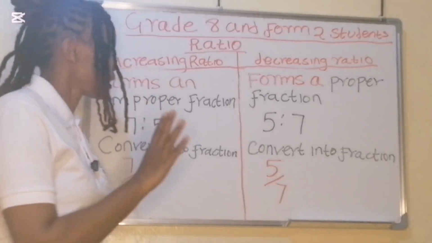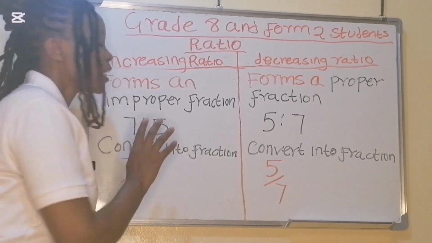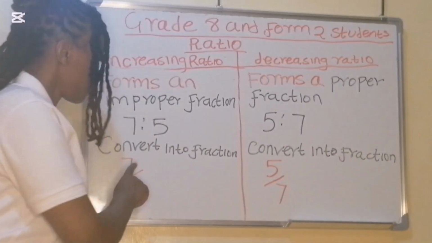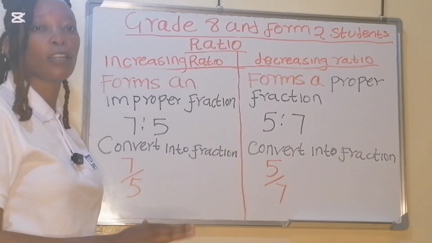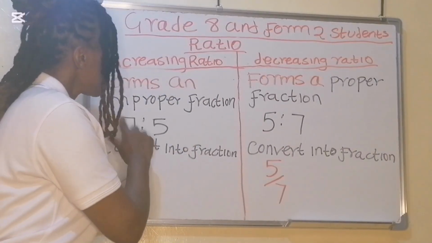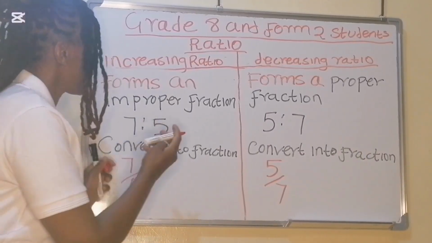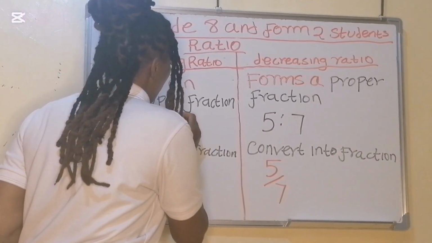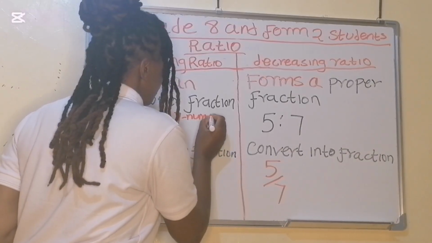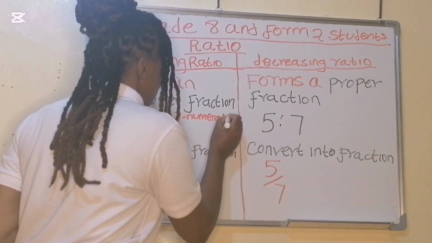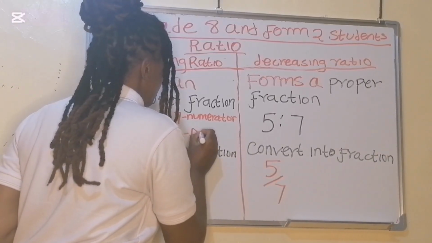And just know that in 7:5, the first part, 7, is always the numerator, like we have seen. A fraction is written like this: numerator over denominator. So in the first case, 7 is the numerator and 5 is the denominator. Numerator, 5, denominator.